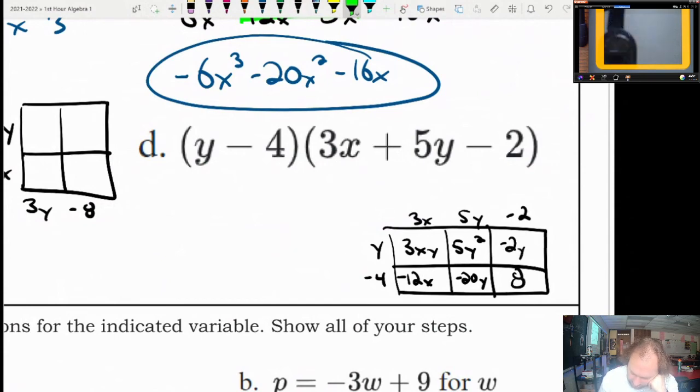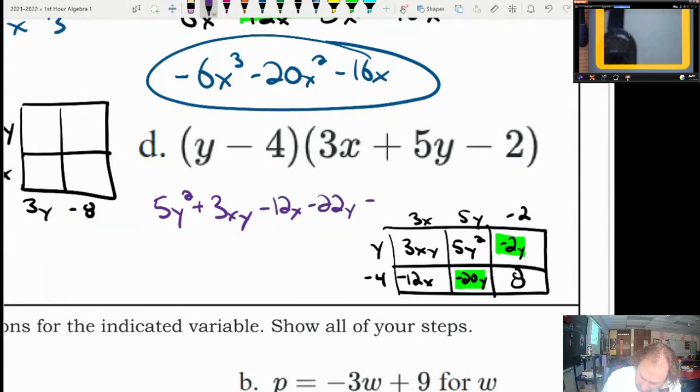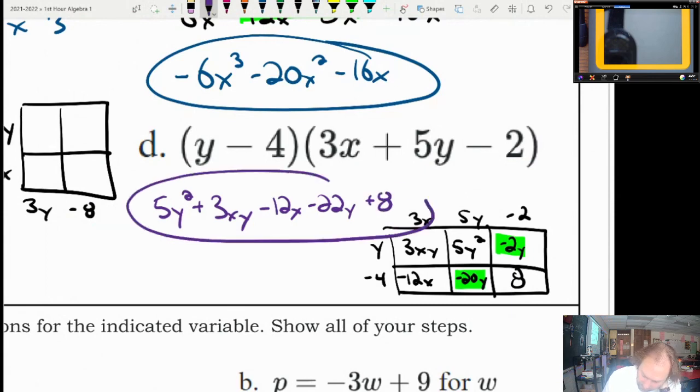And I only have one set of like terms. Those two are the only ones that will combine together. So we're going to have our 5y squared in front, followed by our plus 3xy, followed by our minus 12x, then our minus 22y, and finally our plus 8. I'm going in standard form there. Decreasing order of variables is what that's called.